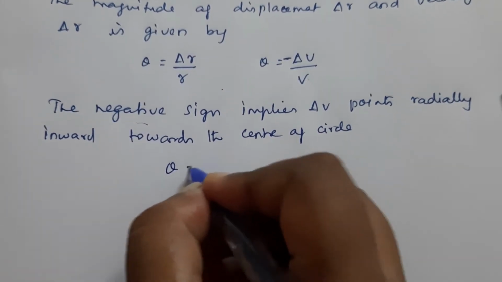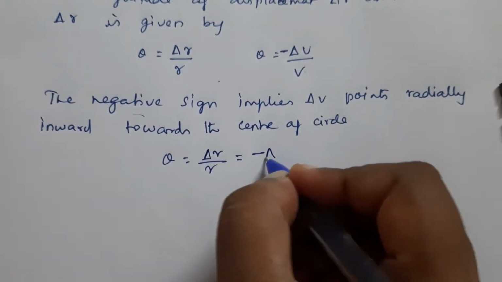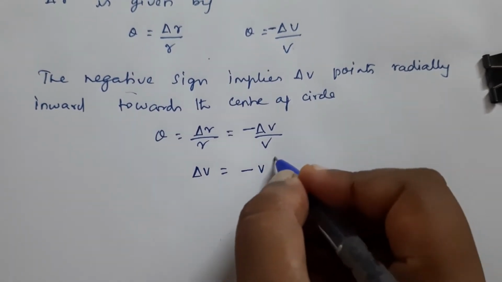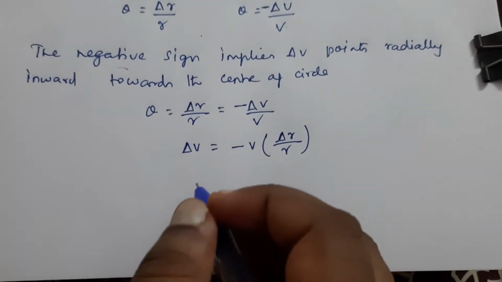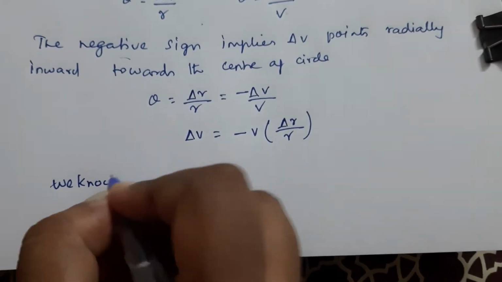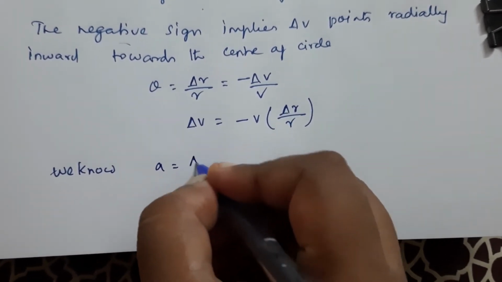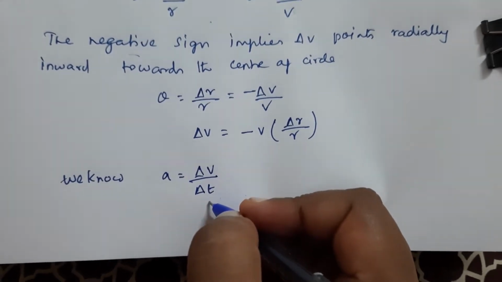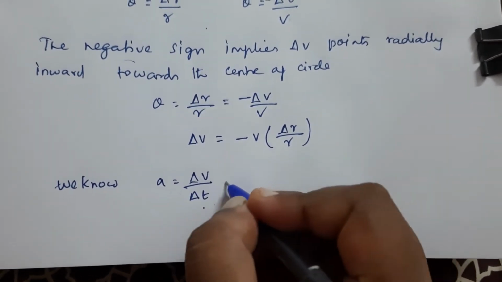Now you can write theta is equal to delta r by r, which is equal to minus delta v by v. So what is delta v here? Delta v is equal to minus v into delta r by r. Now, we know acceleration a is the rate of change of velocity, so it is delta v by delta t.